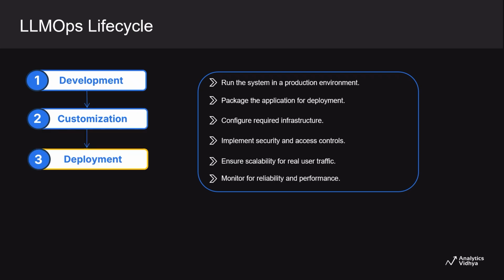The third stage is deployment. Deployment means running the system in a real production environment. This includes packaging the application for deployment, configuring required infrastructure, implementing security and access controls, ensuring scalability for real user traffic, and monitoring reliability and performance. I'll give one example. A chatbot that works for 10 internal users might fail under 10,000 external users if infrastructure is not prepared. Deployment is where engineering discipline becomes critical.